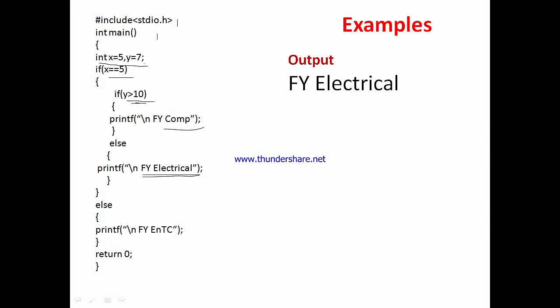Else part is Fy electrical, and after that directly it goes to return 0, so the output of this program is Fy electrical. Okay. Now let us see the same program but with different conditions.